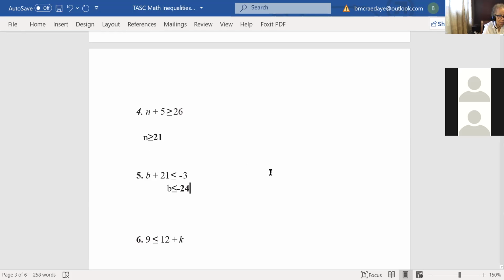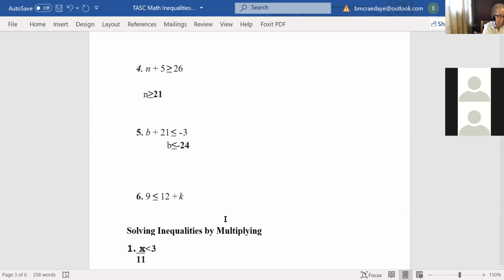Follow? Yes, Miss Butler. So just remember, you do the opposite. If you're adding, you're going to subtract. If you're subtracting, you're going to add. So you subtract the 21 from both sides. The 21 plus and the minus gives you 0. So you just have b left. Keep our same inequality symbol. Minus 21, minus 3, minus 24.